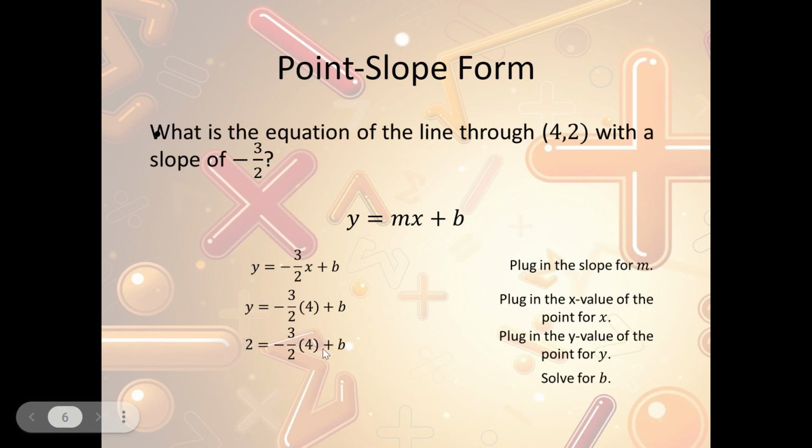Now we're going to go ahead and solve for b. So when we do this, we get -12/2, which is the same thing as -6. So 2 equals -6 plus b. We're going to add 6 to both sides to get rid of that 6, and we get 2 plus 6 is 8. So b is 8. Now we're going to plug that back in. So we get y equals, and we know that the slope is -3/2 times x plus our y-intercept, which in this case is 8. So that goes there, and that's how we write the equation using point-slope form.